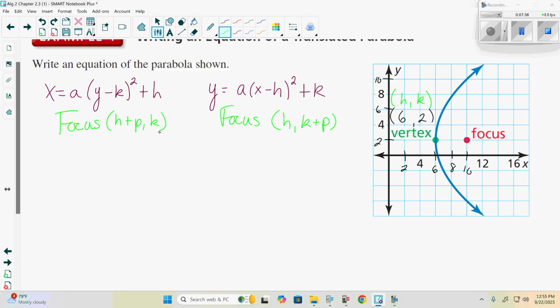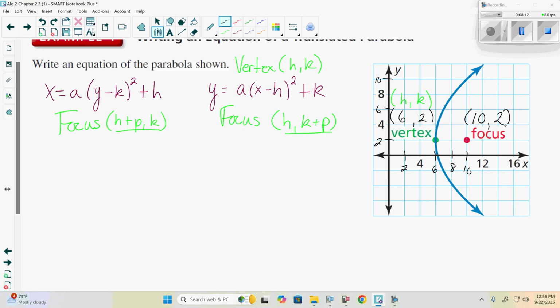Because for y equals, we're going from the vertex h comma k to either h comma k plus p or h plus p comma k. We need to determine which one's changing from the vertex to the focus. Is it the first value or the second? Did the h's stay the same or did the k's stay the same? Because our focus point here, the x value is 10, the y value is 2.